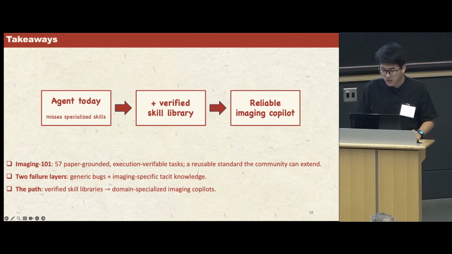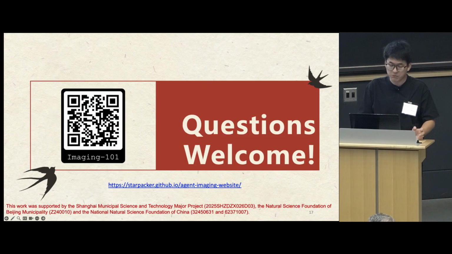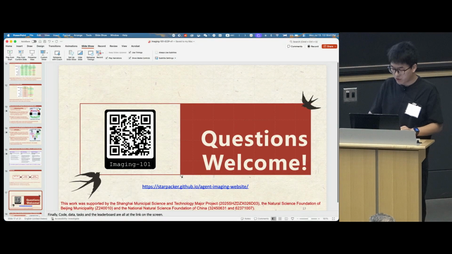And to summarize, first, in Imaging 101, we have 57 paper-grounded, execution-verifiable computational imaging tasks and a standard that the community can extend. Second, there are 2 layers of failure. On the top, there are generic coding bugs that everyone knows. And below, there is also imaging-specific domain knowledge. The path forward is to stop hoping the model memorizes them, and start encoding them with verified skill libraries. And finally, we have domain-specialized imaging copilots on top of them. Yeah, and code, data, and task leaderboards are available here.